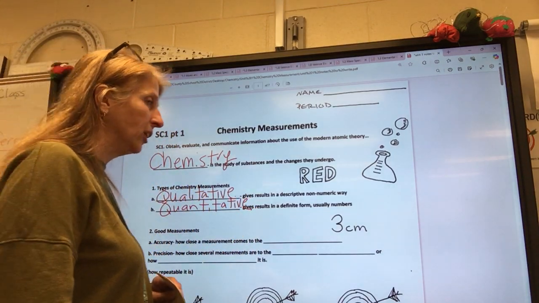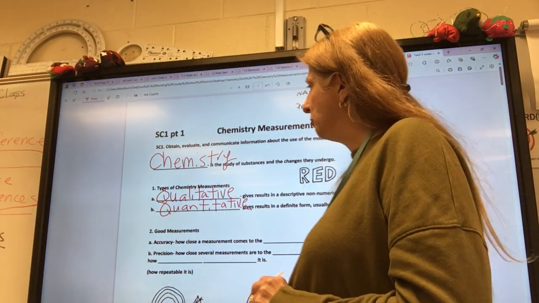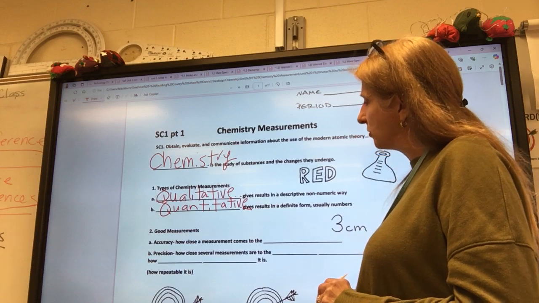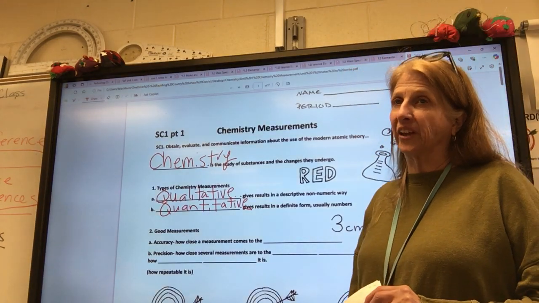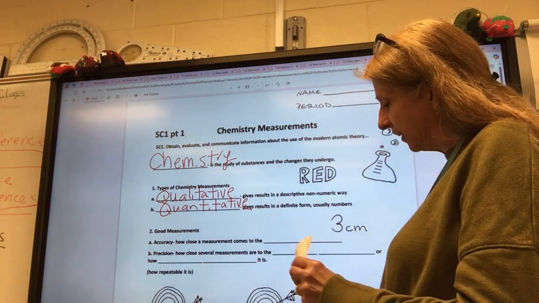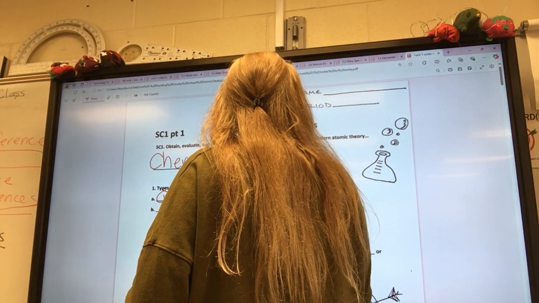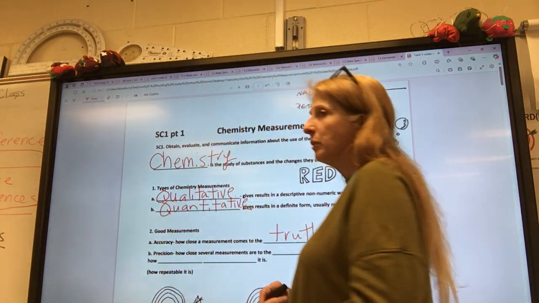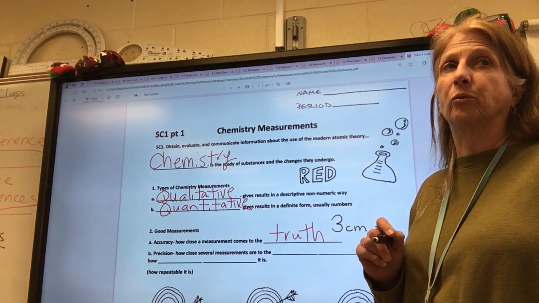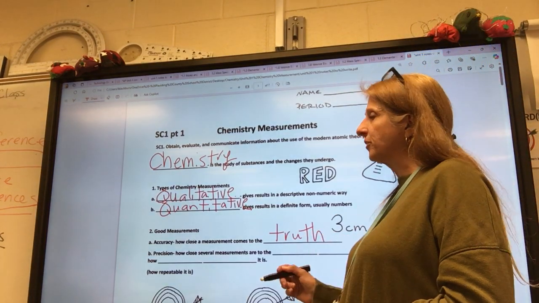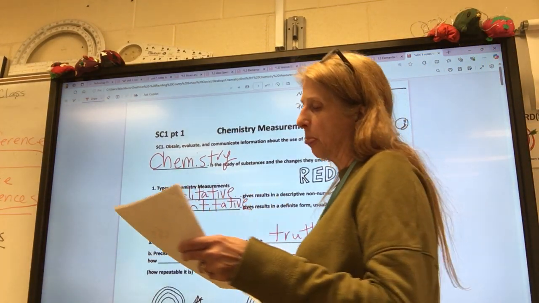Now, we want to be good, honest scientists and make good measurements. So good measurements are both accurate and precise. So accuracy is how close a measurement comes to the truth. That's what we would like, but a lot of times it's hard to know if we are accurate or not. So instead, we will look at our precision.